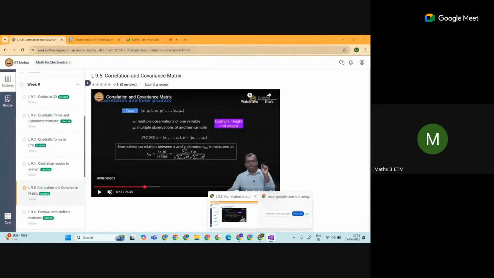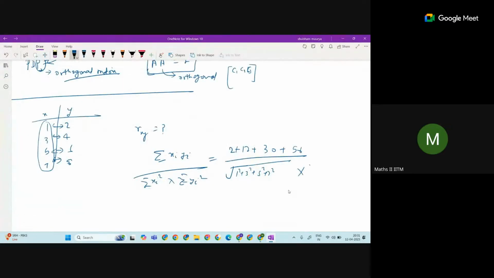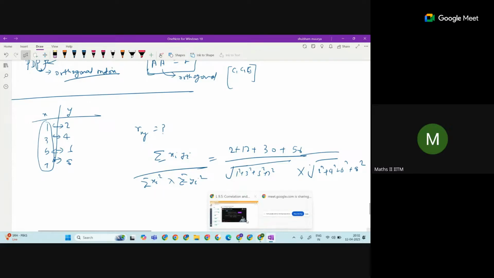Root of 2 square plus 4 square plus 6 square plus 8 square. If you just find this, you just need to find your correlation. That is your correlation. This is just a formula. The data is given and you can use this to find the correlation.